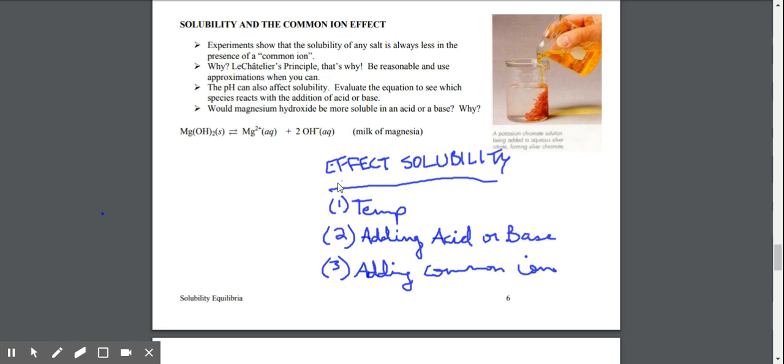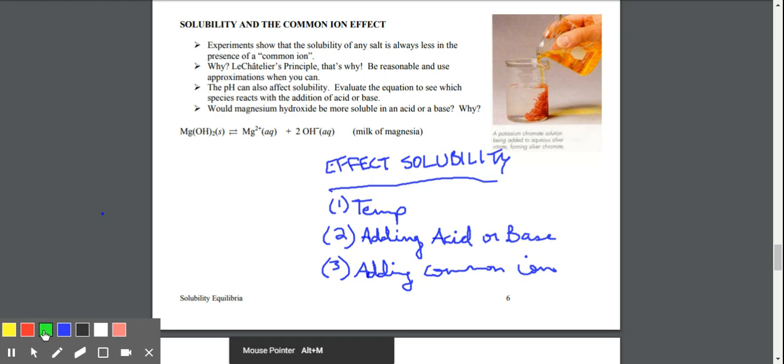So the first thing is effect on solubility. Let's talk about some things dealing with Le Chatelier. The first thing is temperature. Remember, we dealt with this in the other K videos or lecture as well. If we have a temperature change, it depends on whether or not the reaction is endo or exo.